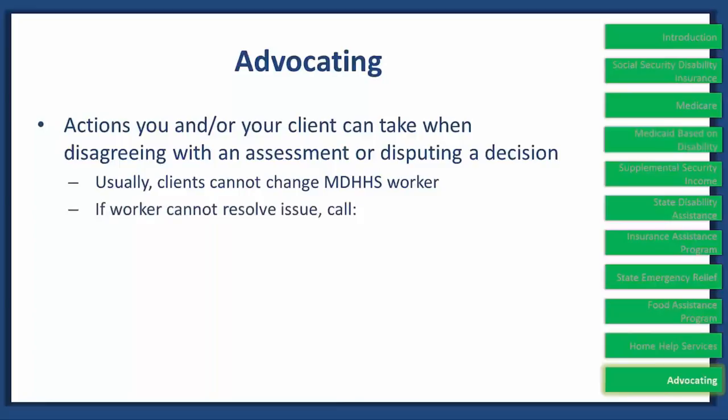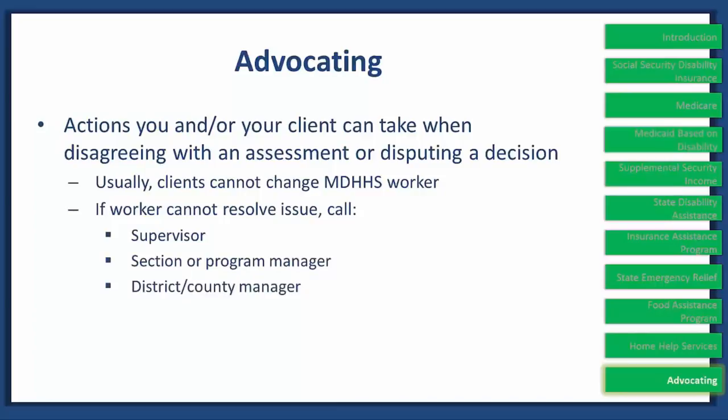If the worker is not able to resolve an issue, call up the chain of command to the supervisor, section or program manager, and finally the district/county manager. Some issues are a matter of policy. If this is the case, the chain of command is not going to resolve these types of issues. You may need to file a request for a hearing for matters related to policy.